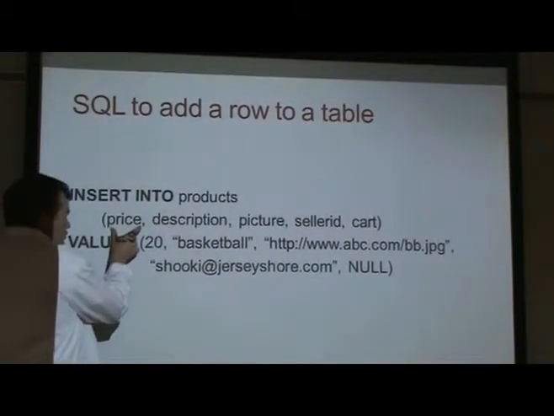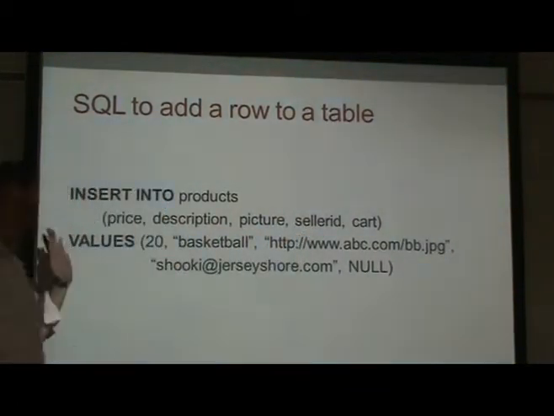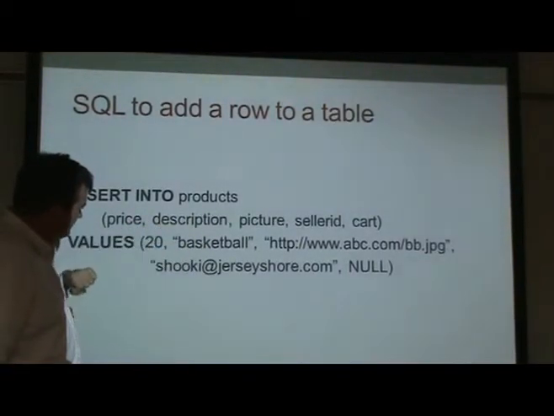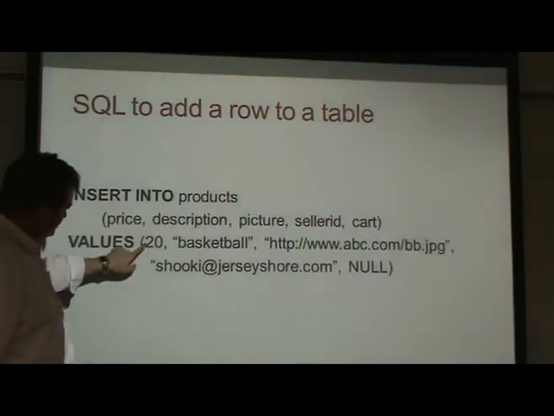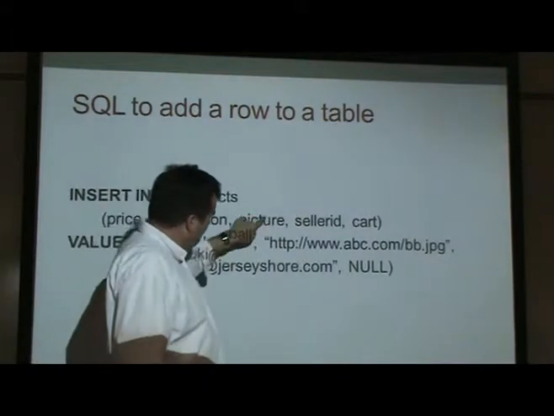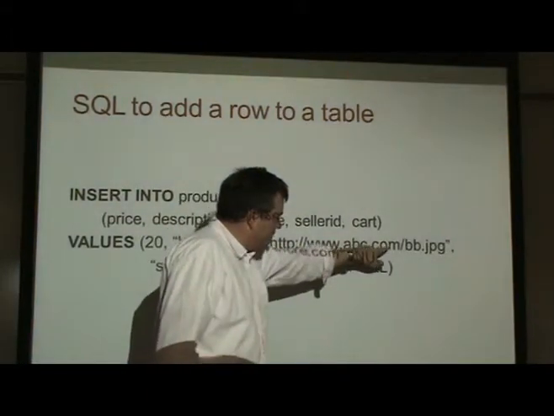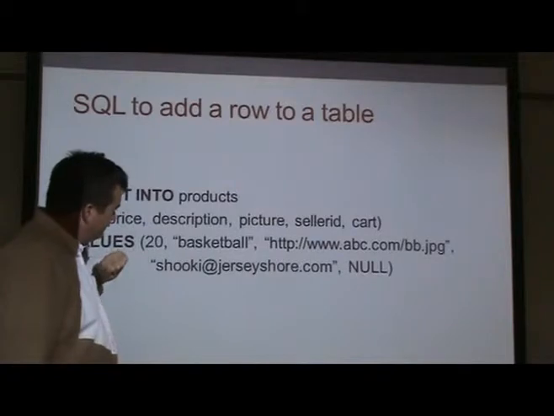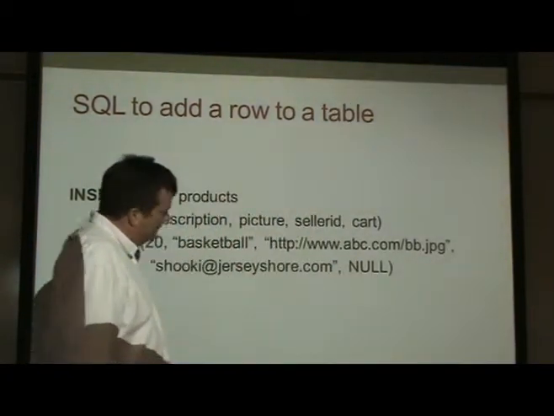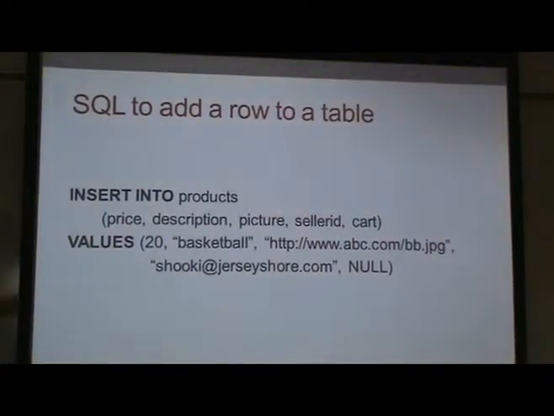If you knew the order that the fields were in the table, you don't have to say what they are. But if you know which fields you want to put in, you could just say the field names, the column names, and then just say the price is 20, the description is it's a basketball, the picture is at HTTP, and then you could shoot somewhere out on the internet where a picture is. Here's the seller's ID, and the value for the cart is null. It's not in anybody's cart right now. So if you just issued this line from your web page, it would add an entry to this table.